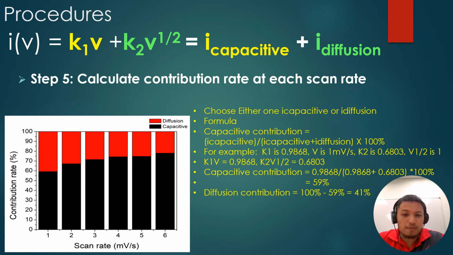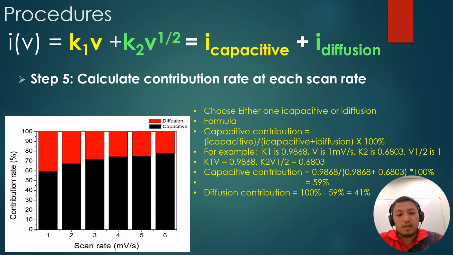To calculate it, I capacitive percentage equals I capacitive divided by I capacitive plus I diffusion, times 100%. For example, the K1 value that we got from the previous slide is 0.98, and the scan rate is 1 millivolt per second. The K2 value is 0.98, and the scan rate to the power half is 1. You can use your calculator. Then K1V is 0.98, and K2V to the power half is 0.98. Then we calculate the capacitive contribution by inserting into the formula, I capacitive divided by I capacitive plus I diffusion, times 100.